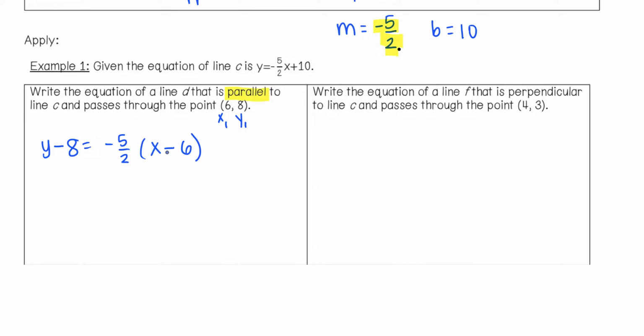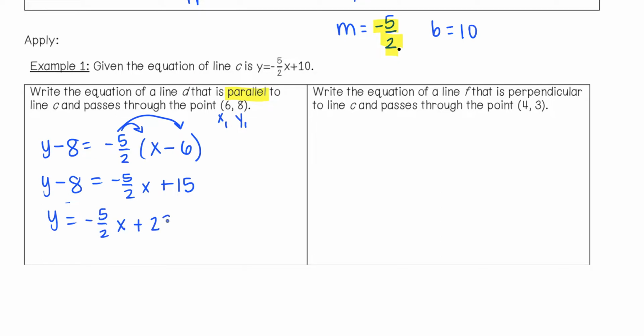This has now put all of the pieces into point-slope form, and we're going to solve it to get slope-intercept form. So I'm going to distribute my negative 5 halves. I'll be left with negative 5 halves x, and then negative 5 times negative 6, which is positive 30, divided by 2 will be positive 15. Then I need to add 8 to both sides, so I'll be left with y equals negative 5 over 2 x plus 23 as my equation of this line.